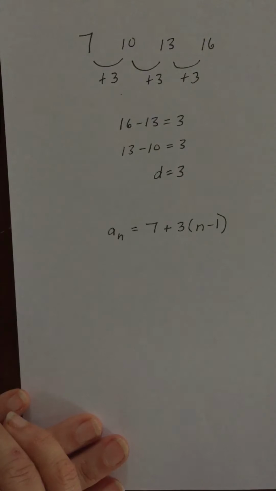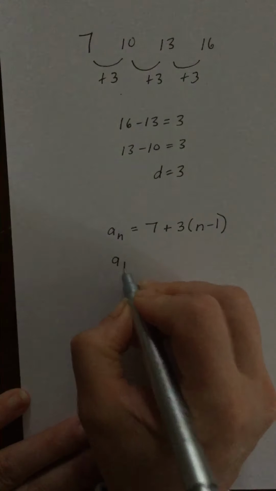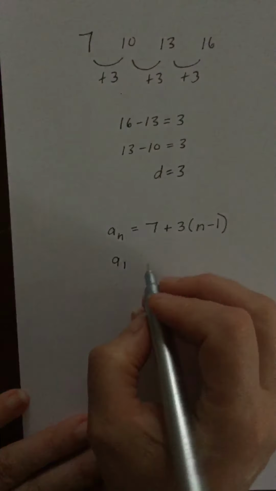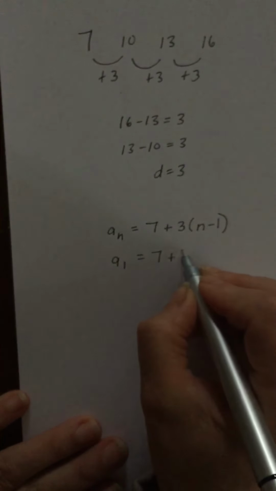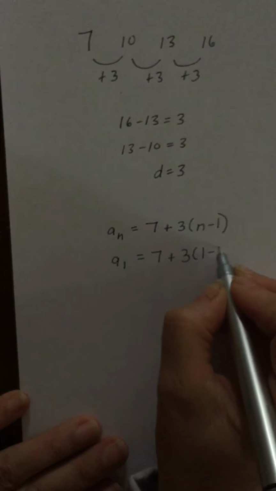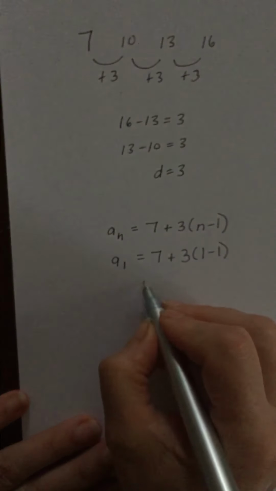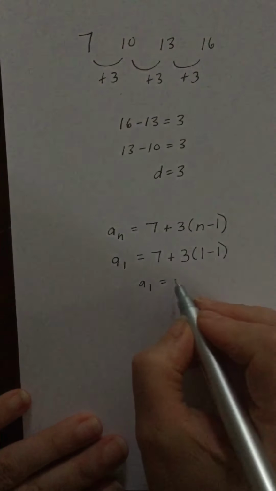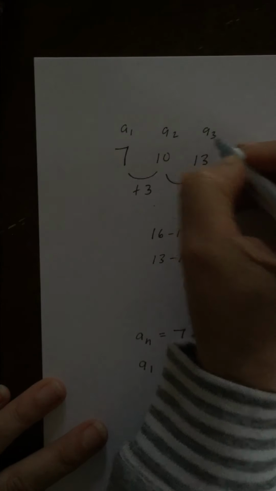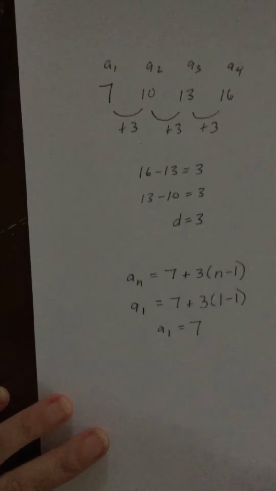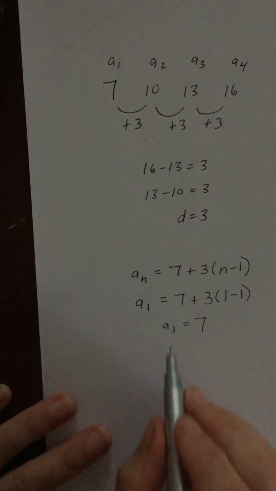If I want to find the first term, I want to find a1. So a1 is going to be 7 plus 3 times 1 minus 1. So in this case a1 would just be 7. And if I go back to my definition up here, that would be my a1. This would be a1, a2, a3, a4, like that. So a1 is 7.